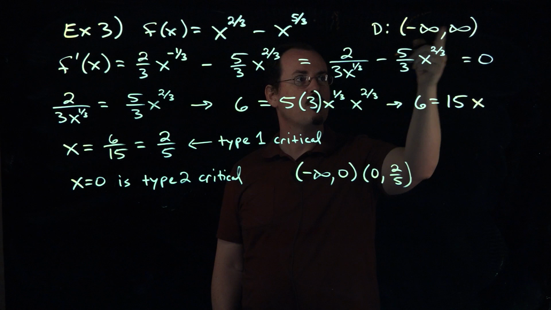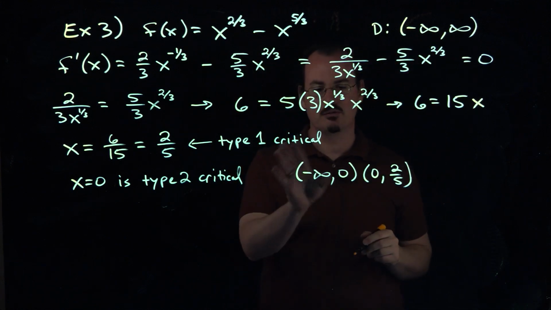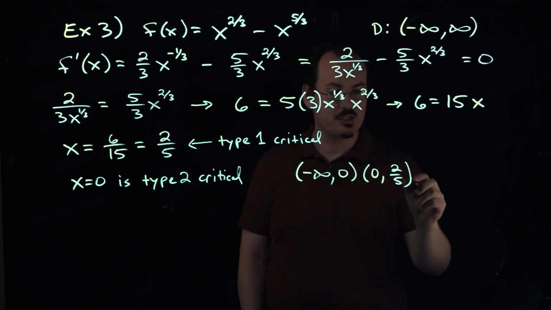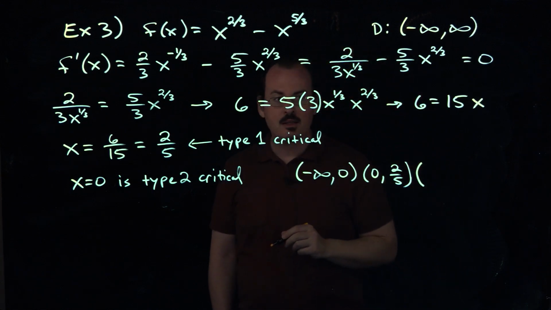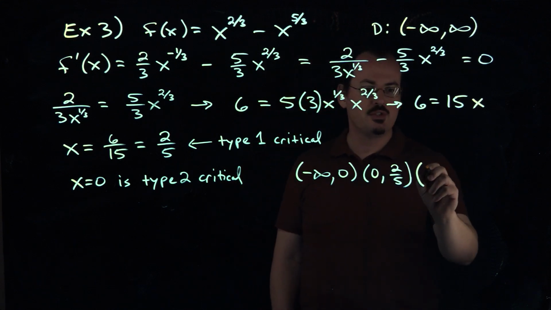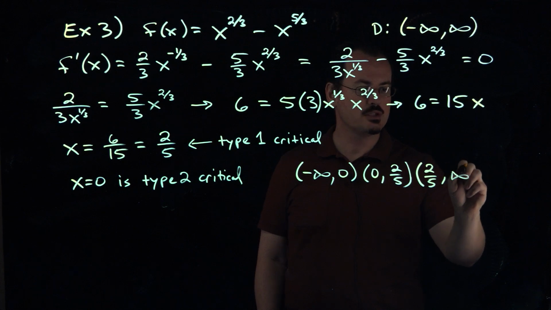And notice this is kind of why we wanted to have the domain up here, because if the domain was not all real numbers, then of course we wouldn't want to be starting at negative infinity here. We'd probably want to be starting at the smallest value of the domain. Okay, so then from 2/5 we'll go up to the other end of the domain, which is positive infinity.